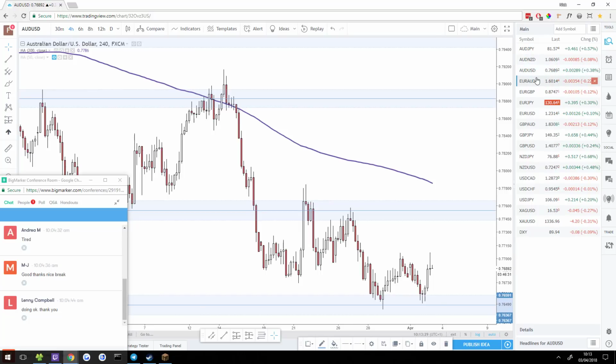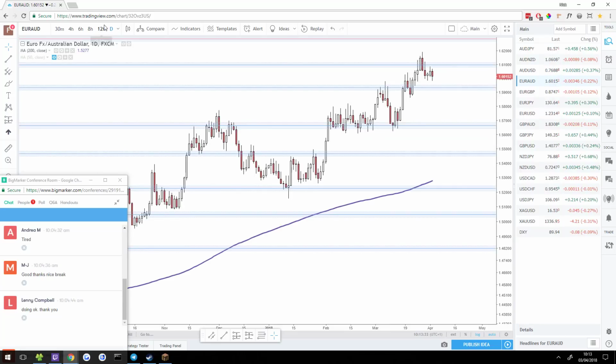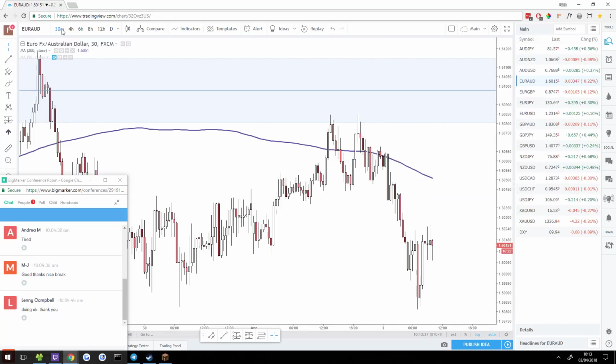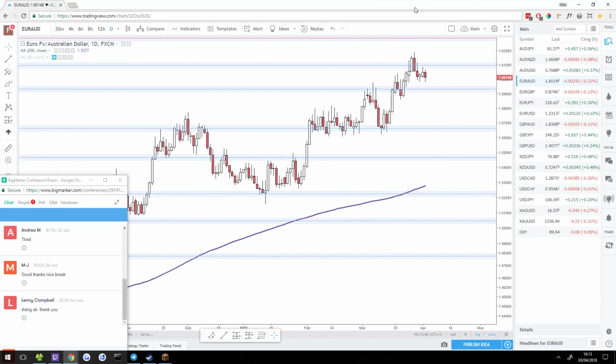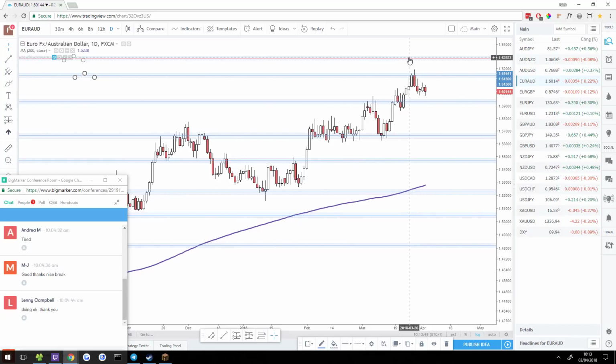All right. Euro AUD. What's going on with this one? Nothing much really. I mean, it's trending up. It's pulled back from this resistance area, which I'm going to pull up to here, more in line with that recent bounce up there. It's pulled back from it, but there's nothing much going on here.